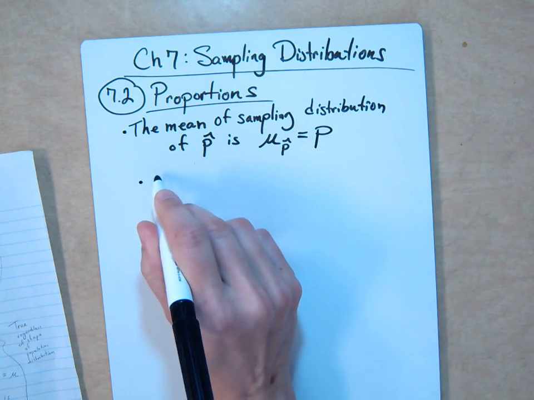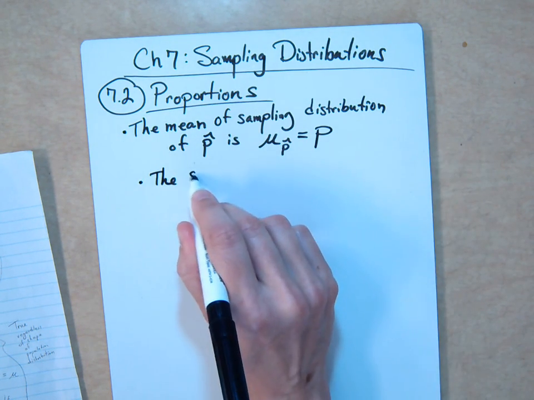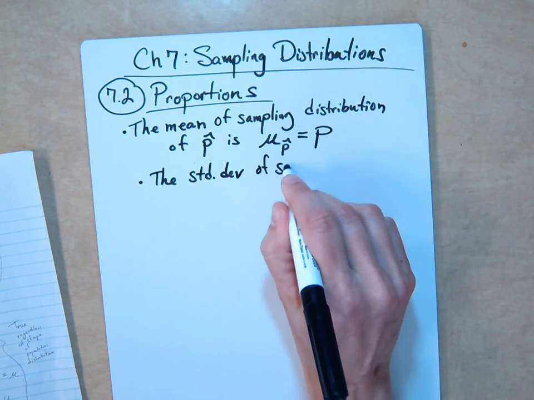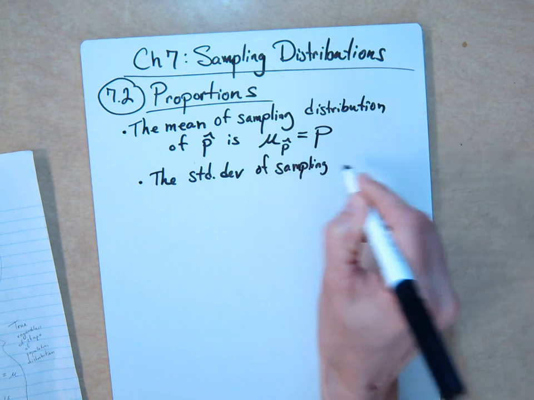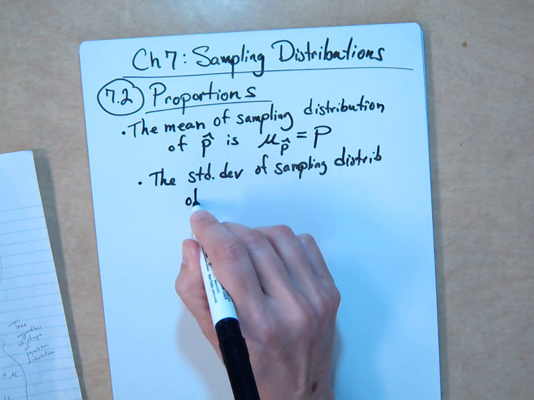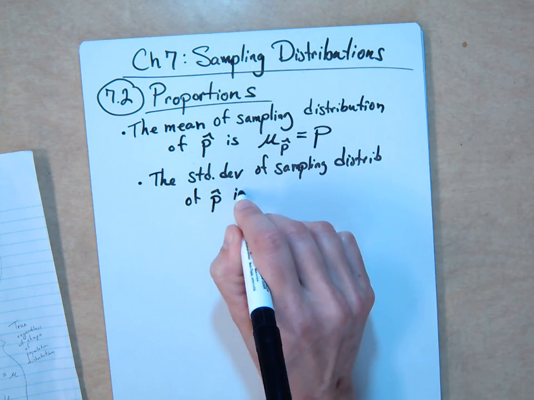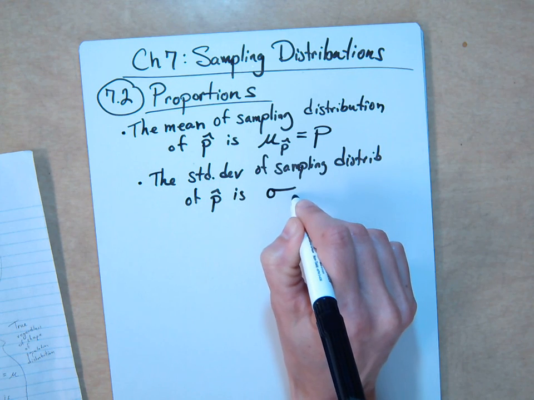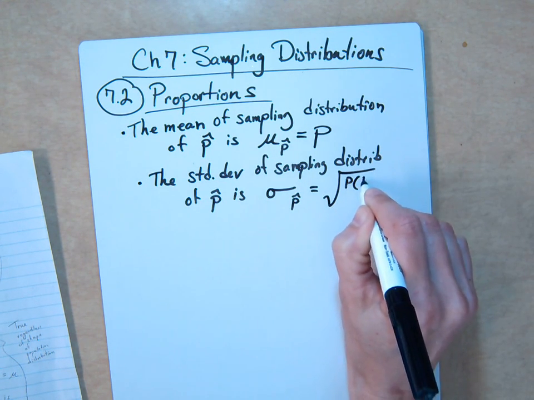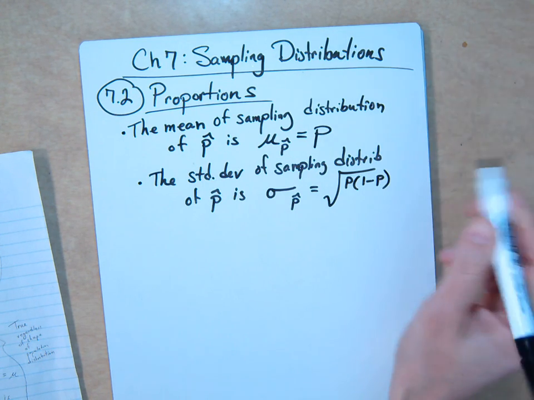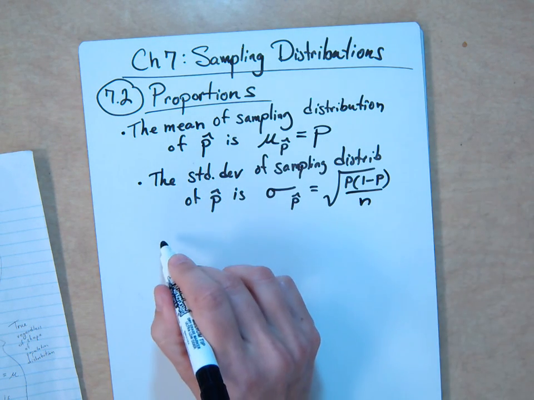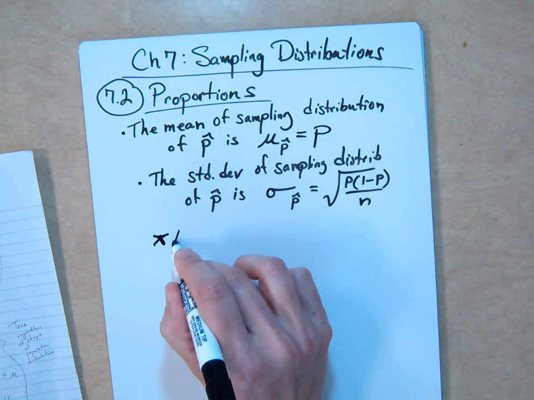And then the standard deviation of the sampling distribution of p hat is standard deviation of p hat equals square root of p times 1 minus p over n, and he used q, but that's the same as 1 minus p. This is given to you on your sheet, but you have to know that you have to test.